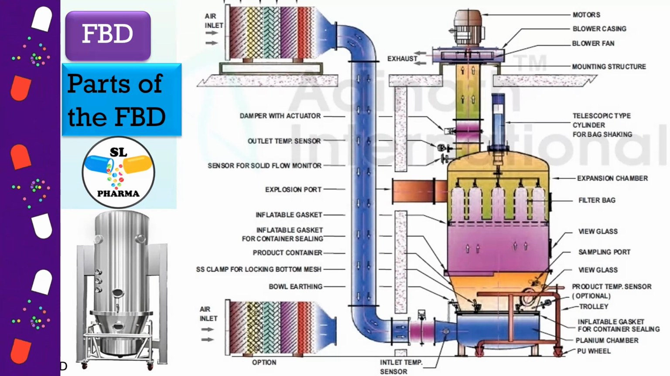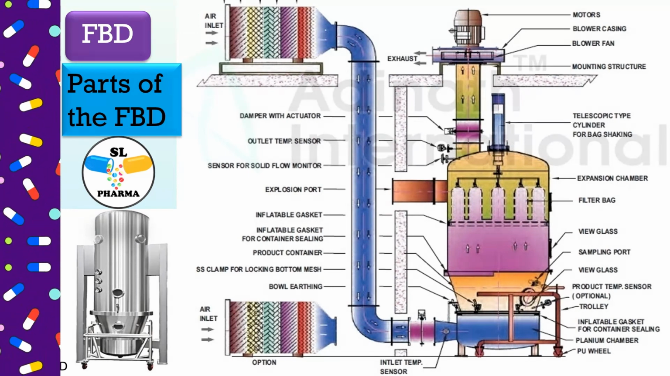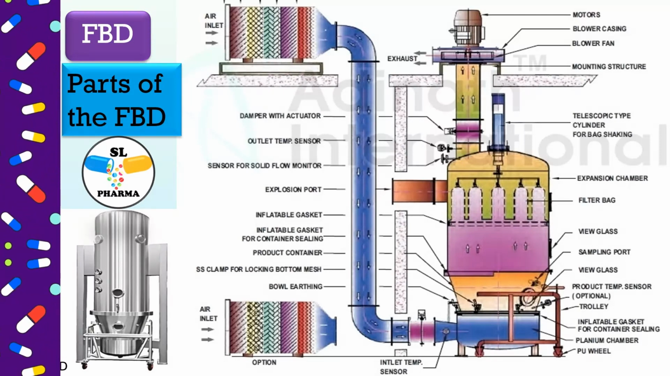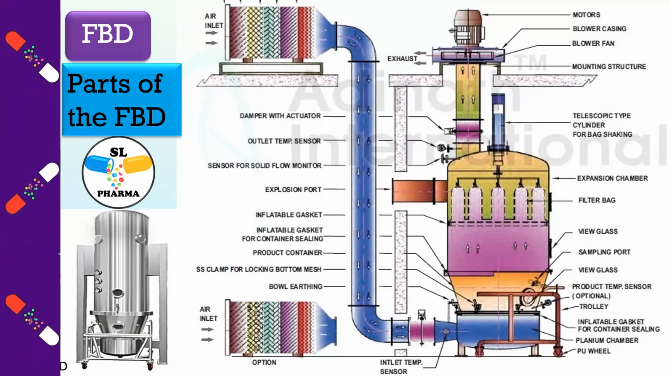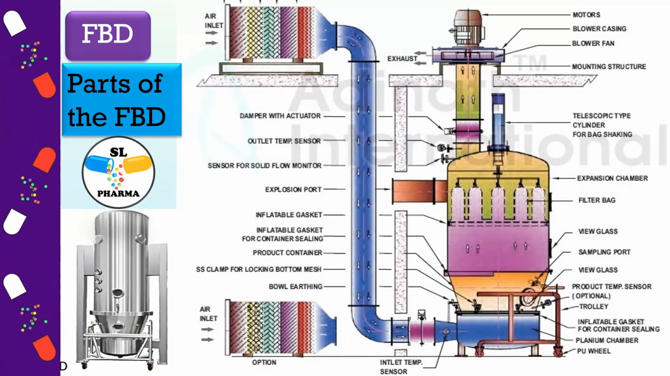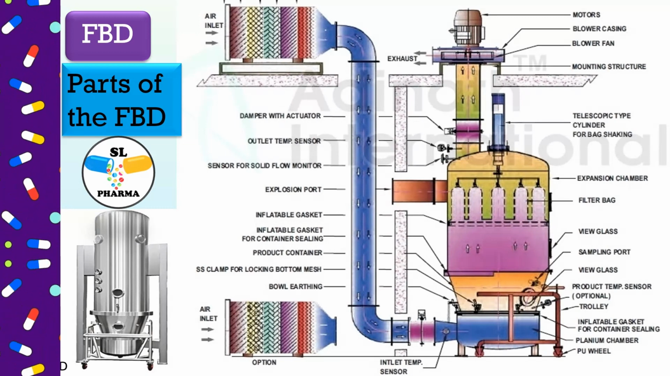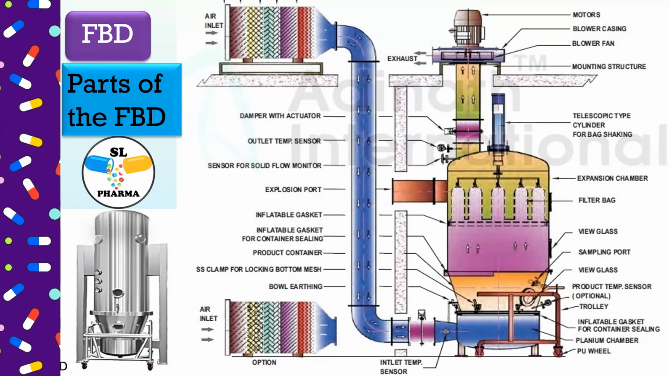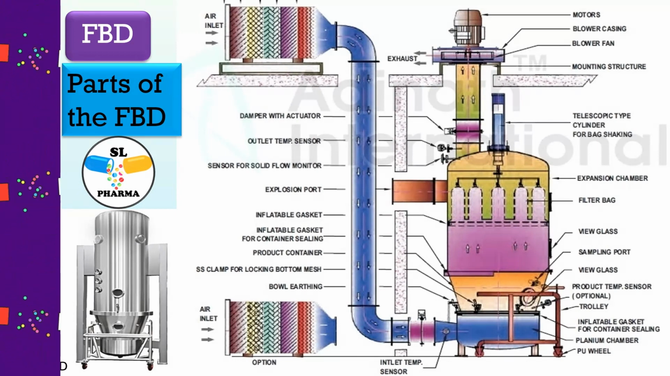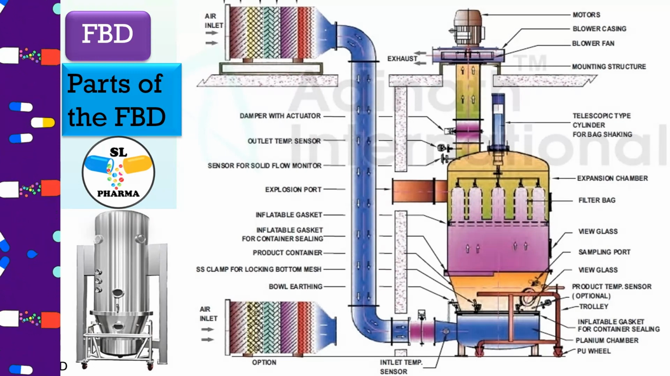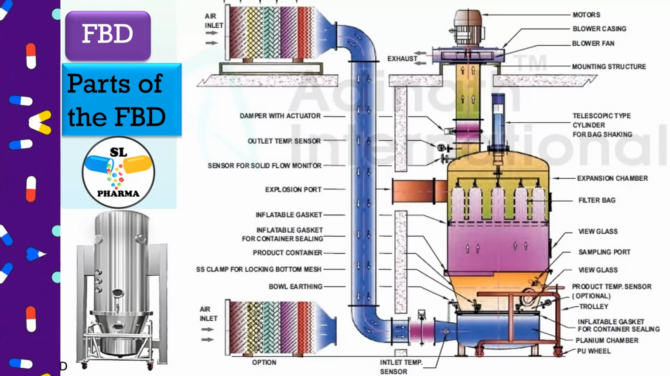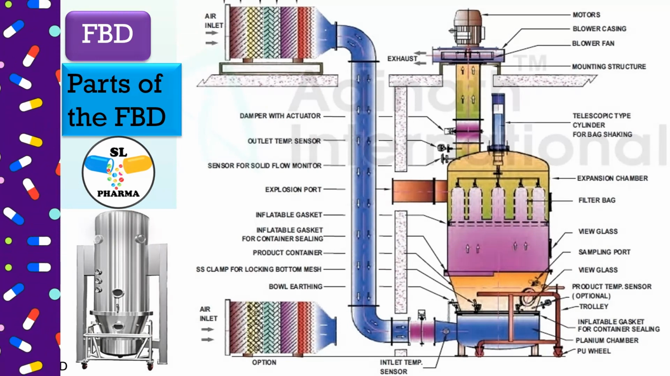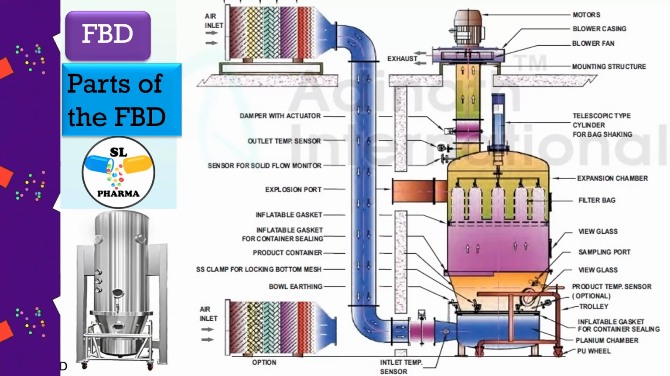Filter bag or filter housing. A filter system is often incorporated to separate the solid particles from the exhaust air or gas. This ensures that fine particles are not carried away and lost during the drying process. Outlet or discharge port. This is where the dried or cooled particles exit the fluid bed dryer once the process is complete. It can include mechanisms like rotary valves or slide gates for controlled discharge. Product inlet-outlet ports. These are openings in the product container that allow for the introduction of materials to be dried and the removal of dried materials.